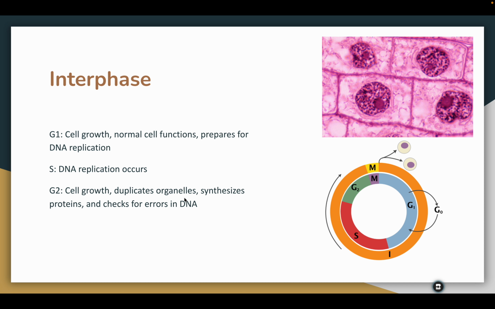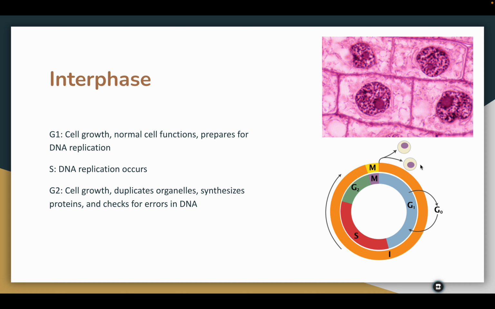We're going to duplicate our organelles here, and that's important because we need all cells that are going to be produced to make sure that they have the proper organelles. We're also going to synthesize some proteins here, and then we're also going to check for errors in DNA. So just making sure that, again, no base pairs were substituted for, and everything lines up accordingly.